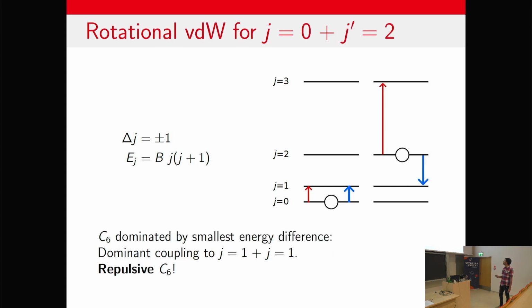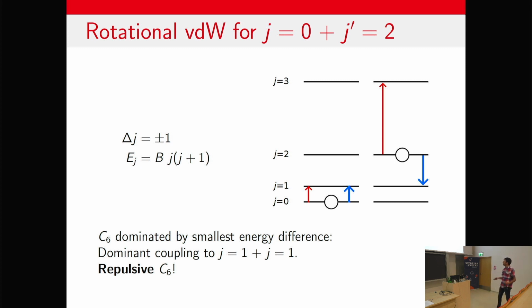Okay, so let's continue this. Let's put the second molecule not in j equals 1, but in j equals 2. Now, in this case, it looks very similar. So we have the option of exciting both, which has a large energy denominator, or we can excite the j equals 0 molecule and de-excite j equals 2, which has a smaller energy difference. So this is dominant. But now we're de-exciting a highly excited molecule. So the de-excitation energy is actually larger than the excitation energy of j equals 0. So we're coupling to a lower lying state, and you get a repulsive R-6 interaction.